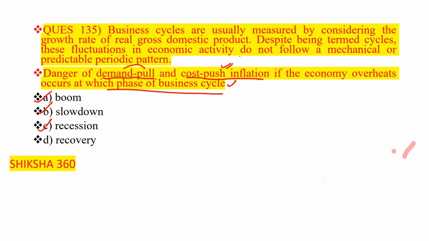That is basically when there is more demand, and we can also say rising cost. Danger of demand pull and cost push inflation basically occurs in the period of the boom. So option number A is the answer. That is the boom.